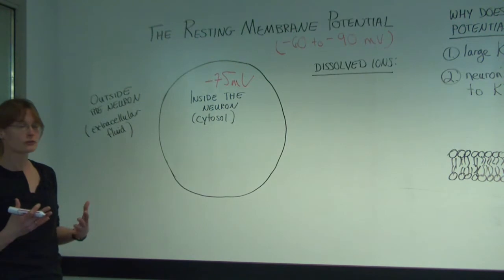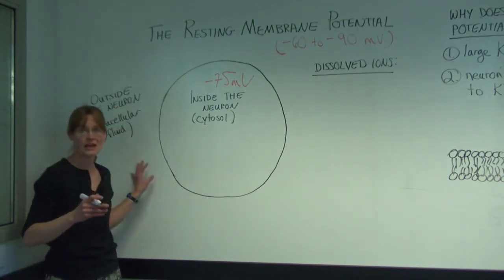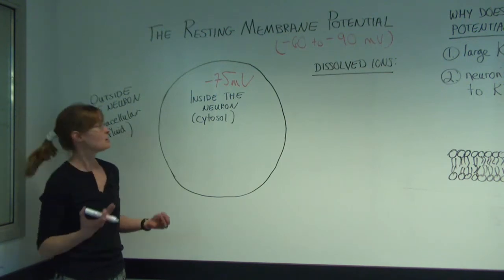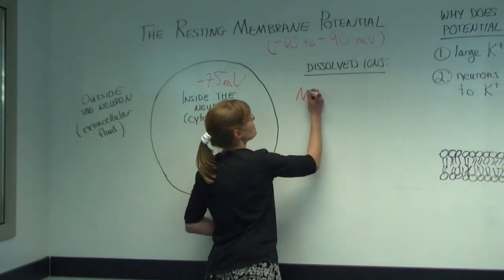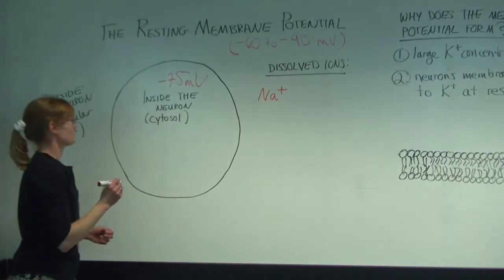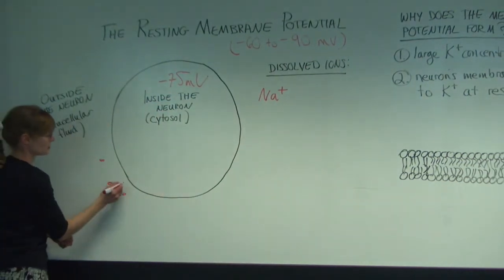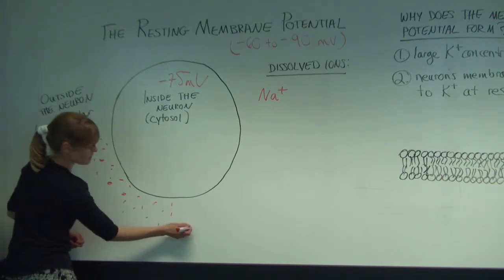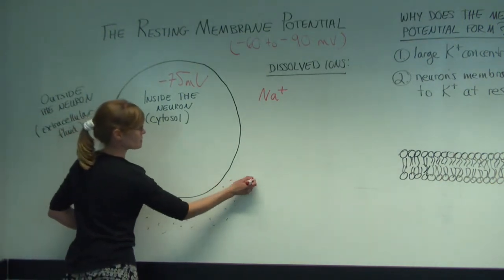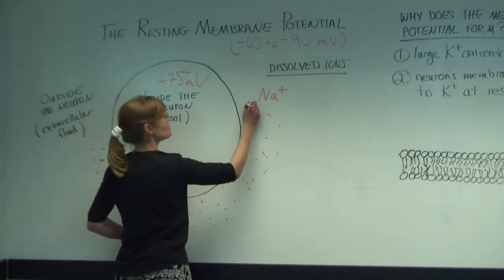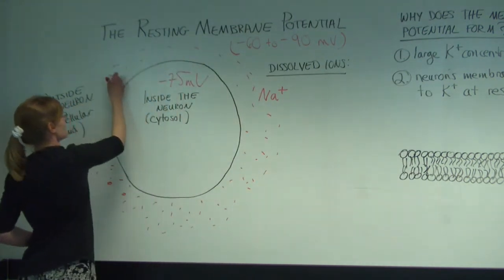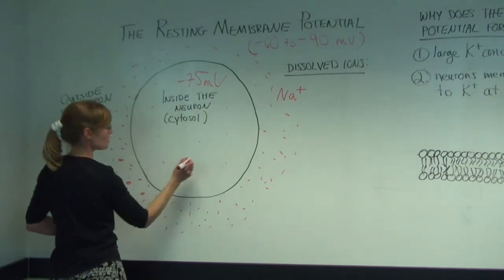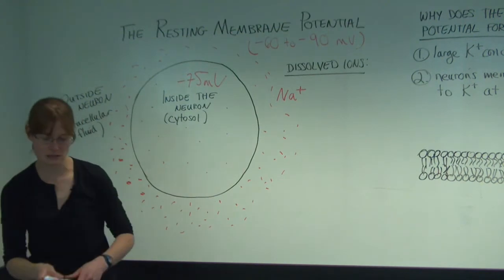Okay? Now, remember that the cytosol, which is the fluid inside of the cell, as well as the extracellular fluid, which is on the outside of the cell, has lots and lots of different types of ions dissolved in it. So there are things like sodium ions, okay? And there are going to be lots of sodium ions. We'll just make lots of little red dots to represent our sodium ions. So there's lots of sodium ions all over, dissolved outside in the extracellular solution. And there's some, but fewer, dissolved inside in the cytosol.